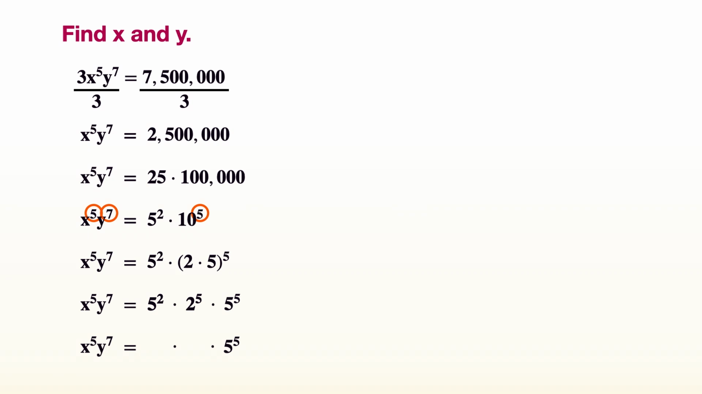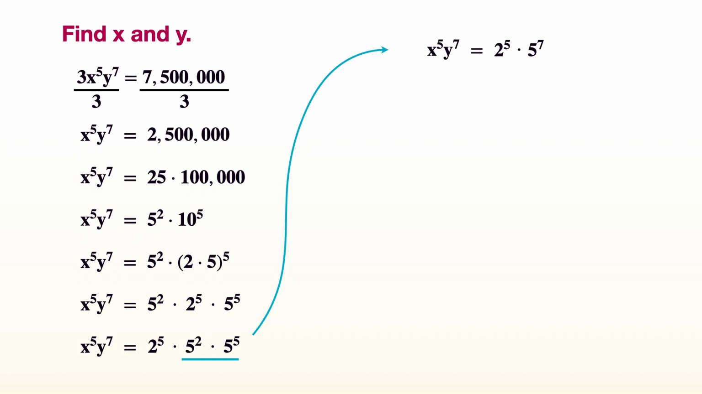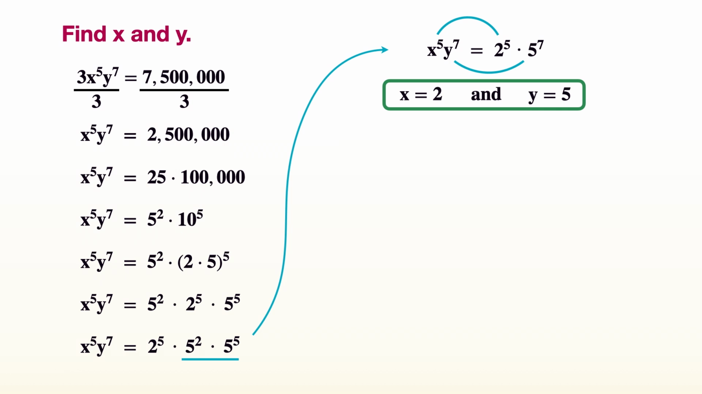Now we will change the order so that the bases of 5 are next to each other. Then, let's multiply 5 squared and 5 to the 5th, which equals 5 to the 7th. Now the exponents on both sides of the equation match. So we can see that this equation will be true when x equals 2 and y equals 5. So that is one solution.